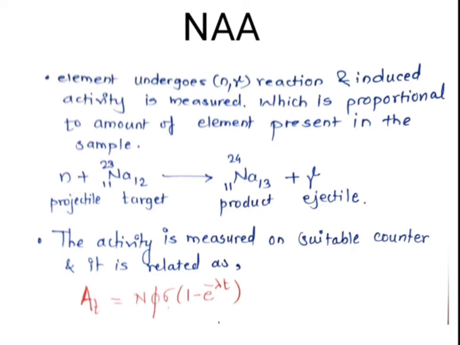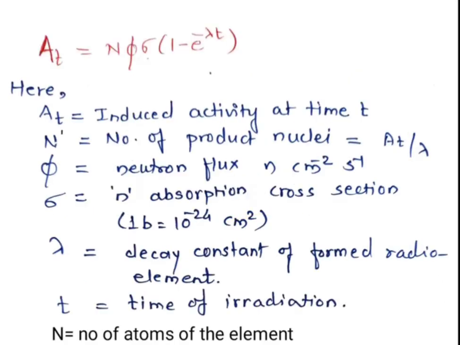So what are the components which are included in this equation? We will see here. A_t is the induced activity at time t. As we have bombarded the neutron on the element, it will become a compound nucleus. Then N' is the number of product nuclei that are formed, which is equal to A_t divided by lambda.